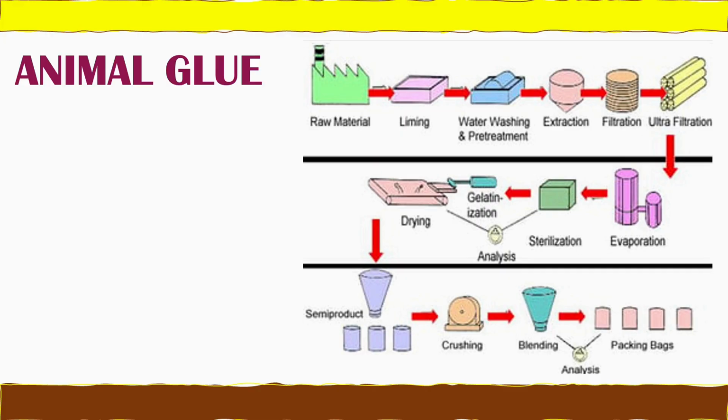After washing with water, we soak the entire stock of splits or trimmings, the pieces of hide, in lime, that is calcium hydroxide, and water for a few weeks. Now, when we follow this soaking in lime and water for a few weeks, basically the extraneous protein-related materials present on the hide surface get removed.